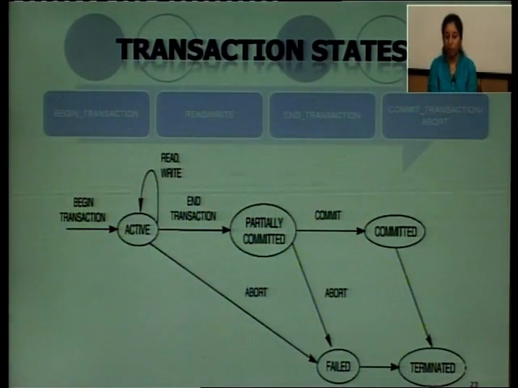So, the begin transaction is in the active state, then the operations start, read and write. If the transaction fails, it aborts and goes to the failed state. If the transaction ends, or partially ends, it is known as partially committed, and if the transaction commits, it is known as the committed state. If the transaction fails again, it goes to abort the transaction. If the transaction is fully completed, this is known as the terminated state. These are the basic 5 stages or states in simple transaction processing. You can see here.